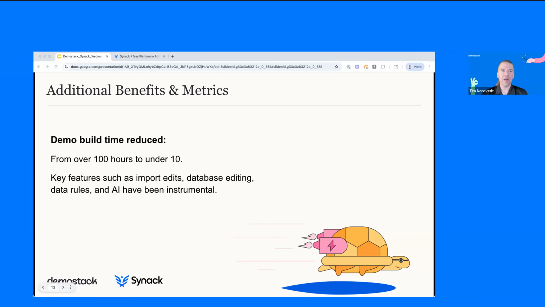If I said it took 10 hours to build a complete demo, even that's probably exaggerating. Based on all the features, whether it's the import edits, the database edit and the data rules, even the AI built into it that allows me to make mass changes using natural language, within a matter of hours once a feature is released, I can have a new demo ready for our whole go-to-market team to start sharing with our prospects.